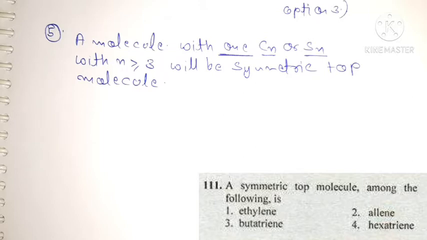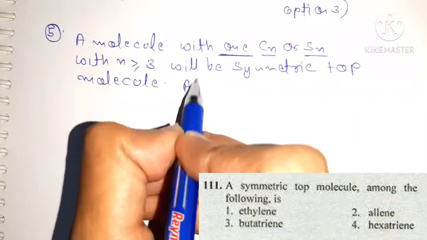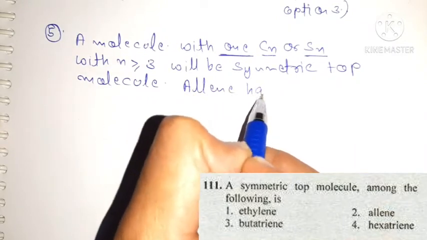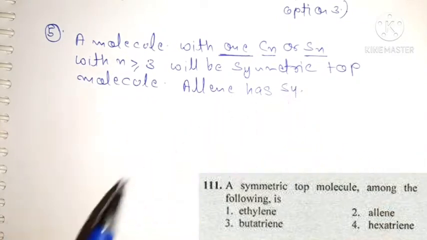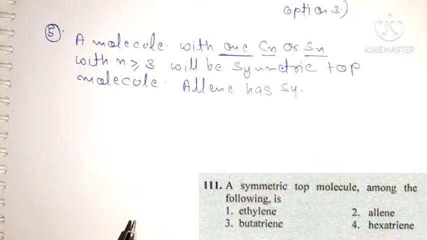So out of these options, you know very well that allene has S4. We know that allene has S4. So allene is your symmetric top molecule.